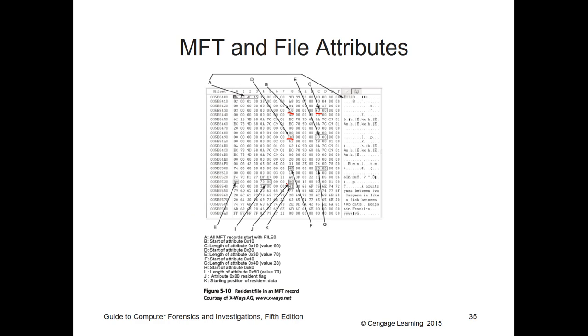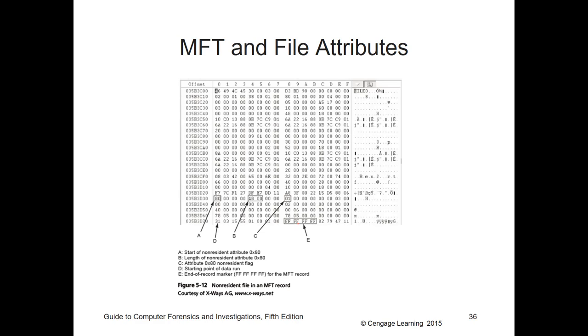Okay. So that we can actually see what these mean. It's not just random numbers. It's a very specific structure. Here we have again, the start of a non-resident 80 file. Here we have the start of another one. Start of the data run. End of the record marker. All F's. And so forth.